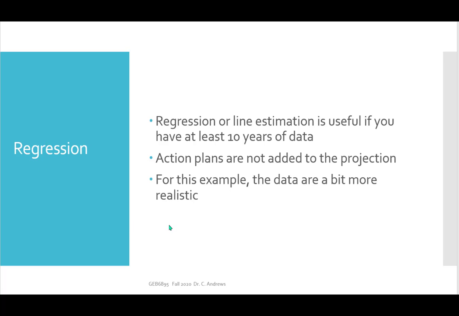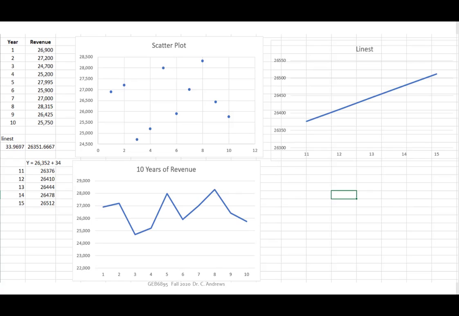The other way to do it is to use regression or line estimation. We're really doing least squares here, and that's useful if you have at least 10 years of data. Action plans are not included in the projection. Okay, in this example, the data are a little bit more realistic. Now here is that data that I used before. This is how it actually came out. And here's a scatter plot of it.